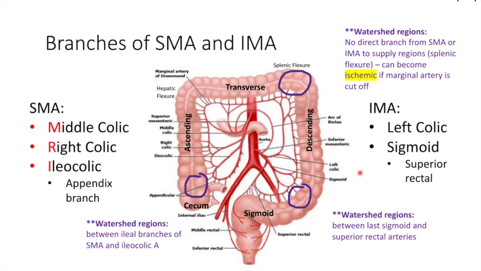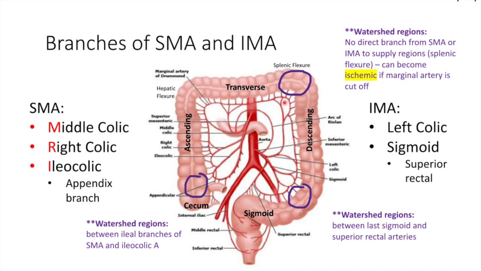There are these areas that I circled in purple that are called our watershed regions. So if you notice, there is a left colic and it goes down to sigmoid, and then this middle colic comes up to our transverse, but it's super far apart. We've got this marginal artery that travels all the way around to help connect our middle colic to right colic to ileocolic and over to our left colic and sigmoid. And then it throws off little branches so our entire colon is supplied.